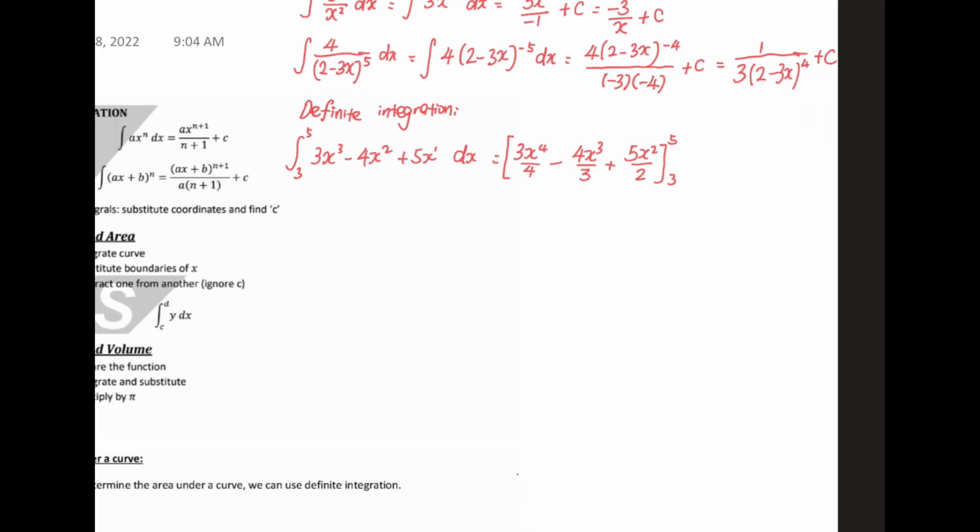And now there is no c for our case here, so we just substitute 5 into the x here, and here. So we put 5 here, and here. Okay, so we get 3 times 5 to the power of 4 over 4, 4 times 5 to the power of 3 over 3, 5 times 5 to the power of 2 over 2, minus, now we substitute 3. Substitute 3 into the x's here, and here.